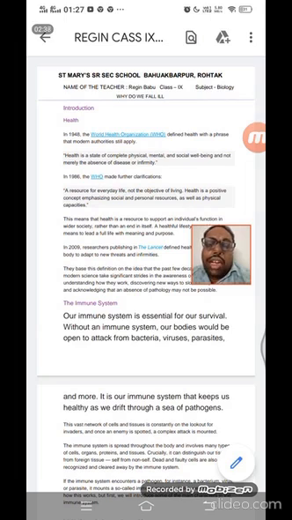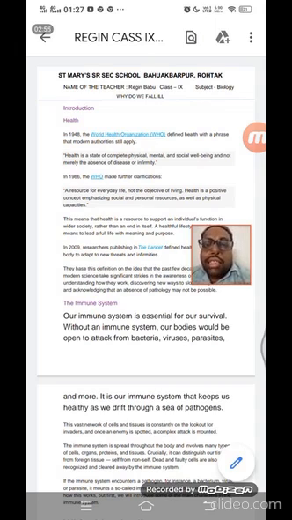Every time we say that disease means getting fever or some viral infection. No. If we are not fit physically, socially, and mentally, that condition is called ill health.